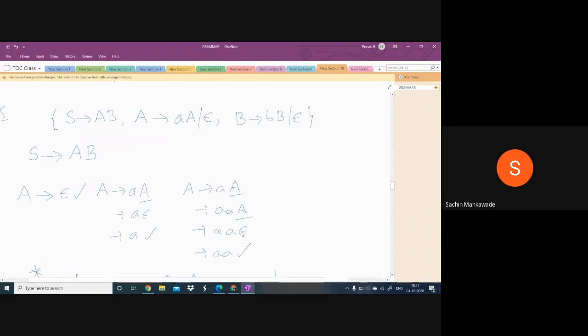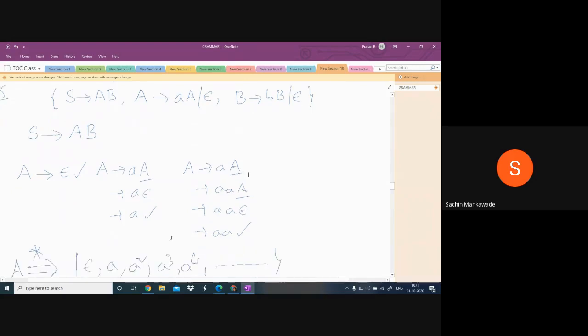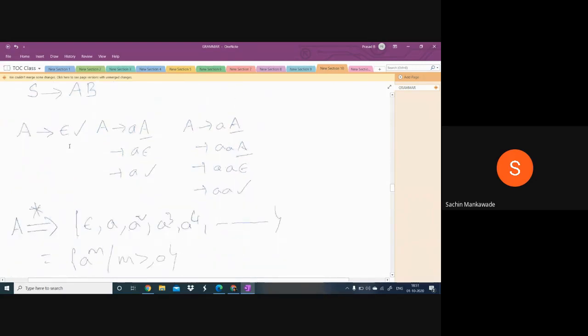Then in A plus epsilon, we will get A square. So the possible strings we can get from A are epsilon, A square, A cube. See, I take A, in place of A, AA, then this A again becomes AA, then this A again AA. Then to eliminate this A, I will substitute epsilon. And what will be the string? This will be A cube.